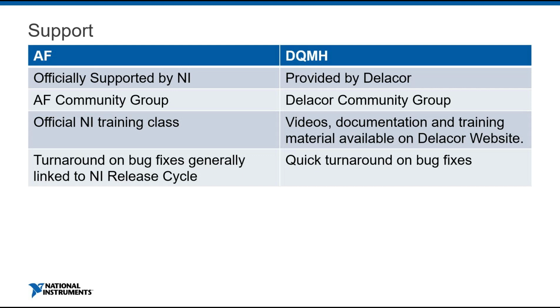The one thing DQMH has going is really quick turnaround on bug fixes. Somebody found a bug a few weeks ago, and it was turned around in like a week or a couple days. With NI, turnaround on bug fixes is generally linked to their NI release cycle. If it's really super critical, then you might get them to release a patch sooner, but generally it's tied to their release cycle.